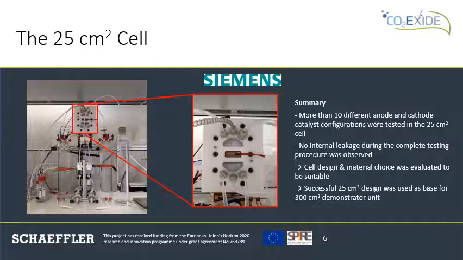After the production of the hardware, the 25 square centimeter cell was assembled at Siemens and intensively tested. More than 10 different anode and cathode catalyst configurations were tested, showing the generic suitability of the construction and the material selection. No internal leakage was observed during the complete testing procedure. Therefore, the 25 square centimeter design was evaluated to be a suitable starting point for the development of a large size cell with an active area of 300 square centimeter.